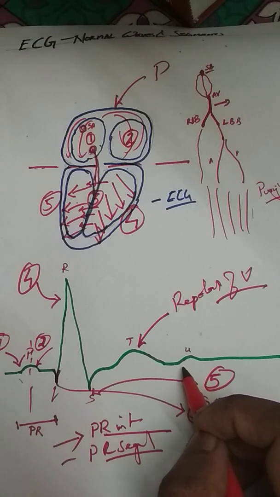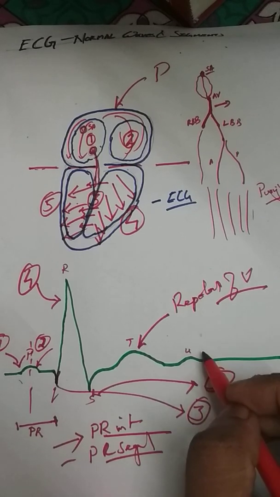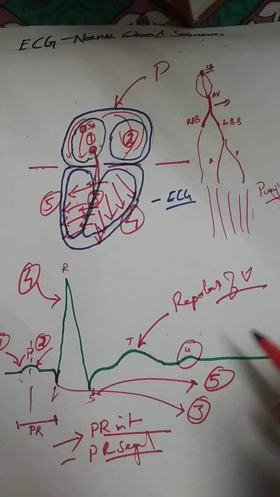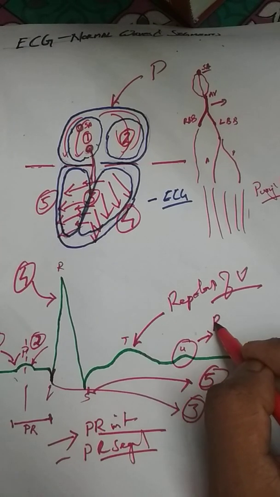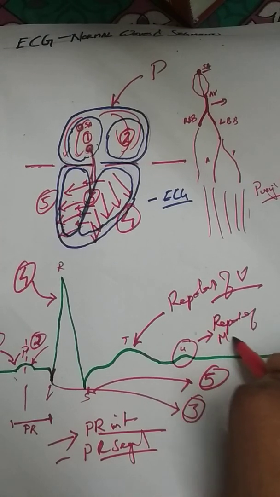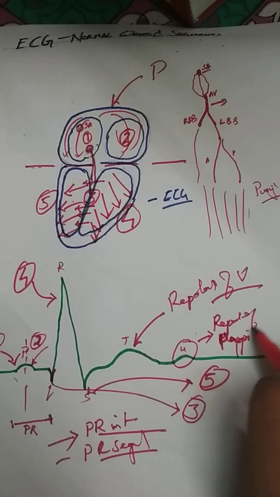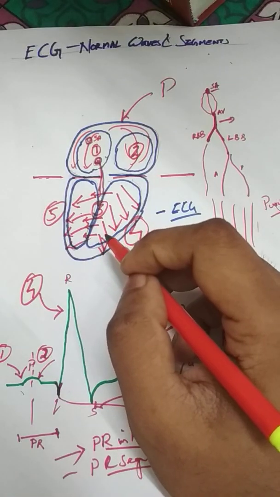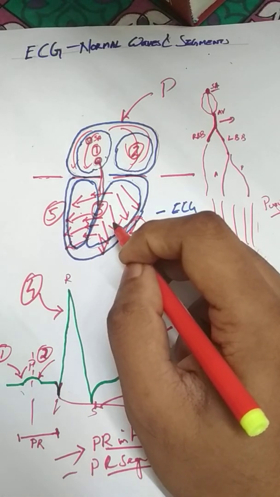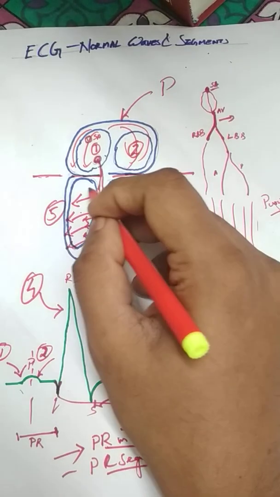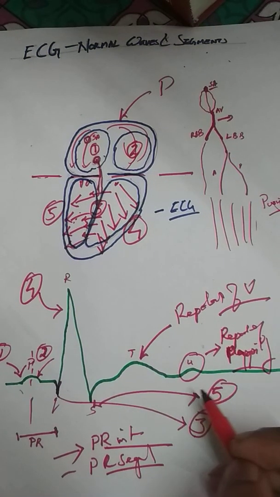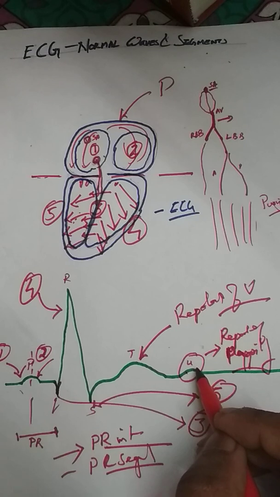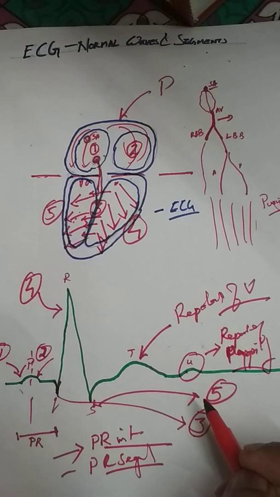Then in some persons, usually it is not present, but in some persons there can be a small positive wave after the T wave. This is the U wave, and it is produced due to the repolarization of the papillary muscles. We know that in both the ventricles there are small muscular projections called the papillary muscles that have attachment to the chordae tendineae for supporting the cusps of the valve. So this repolarization is represented by a small positive wave called the U wave.